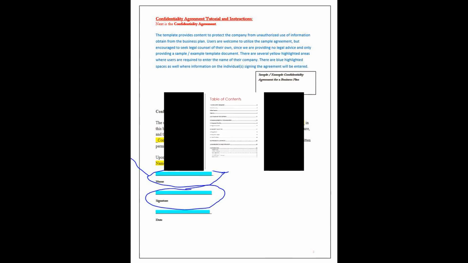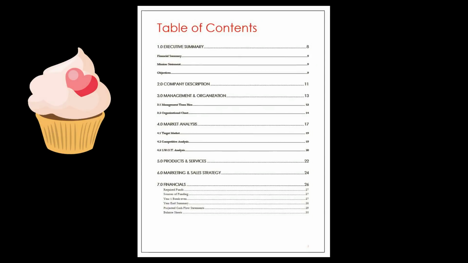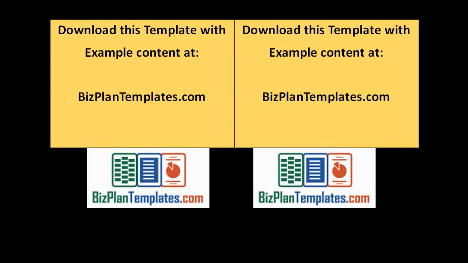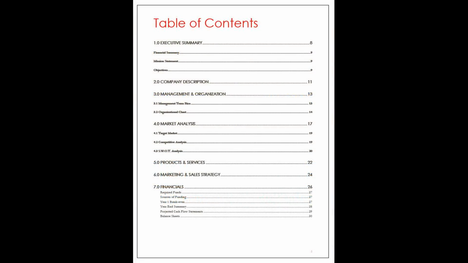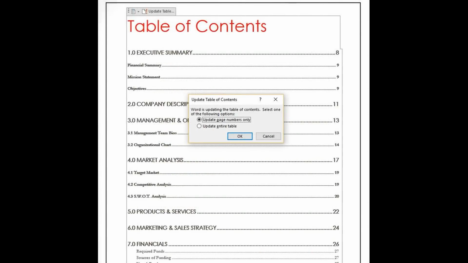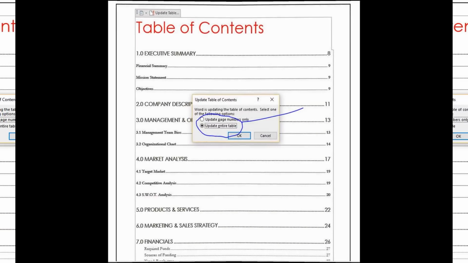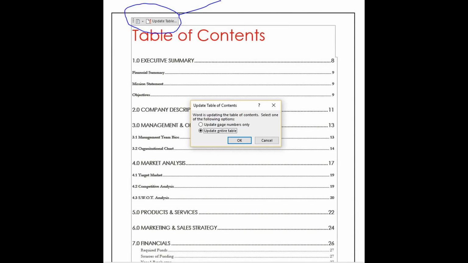Table of Contents Tutorial and Instructions. The table of contents for a business plan details what is in the plan, the sections, headings, and page numbers. The Plug-in Plan template has a table of contents that can be updated to reflect any changes made to the document. Once users have completed customizing the whole business plan, they can come back here and click on the table.